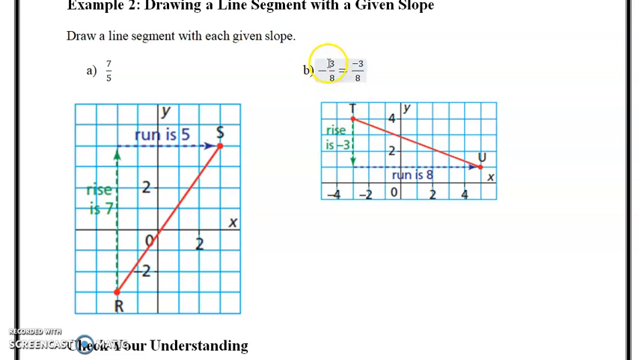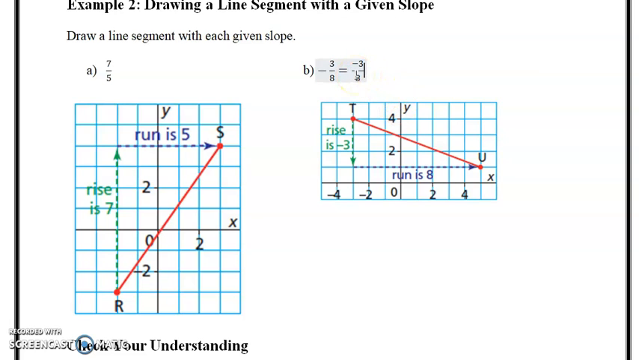This time I was going down and then right, so I used quadrant 2. So I picked the point here at -3, 4. I went down 3: 1, 2, 3, and then I went right 8: 1, 2, 3, 4, 5, 6, 7, 8, and I call this point U. Draw a line segment from T to U, and the slope is -3/8.